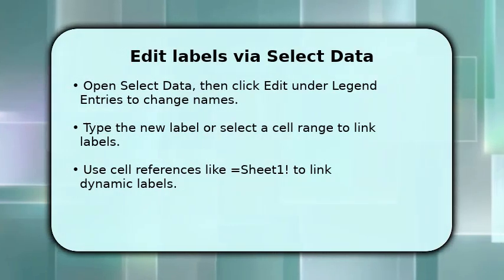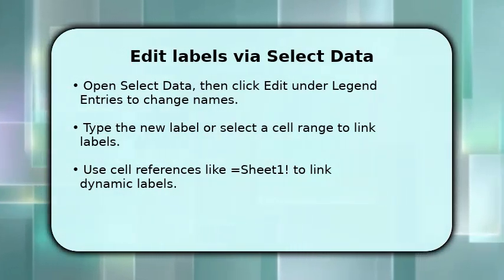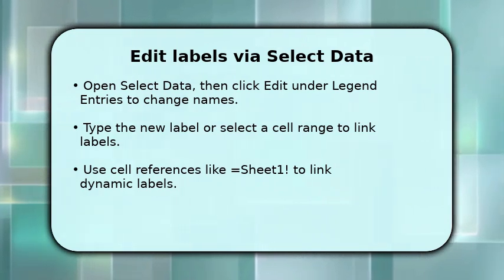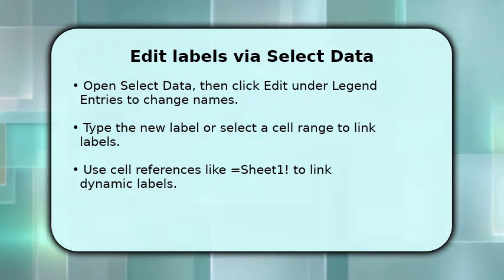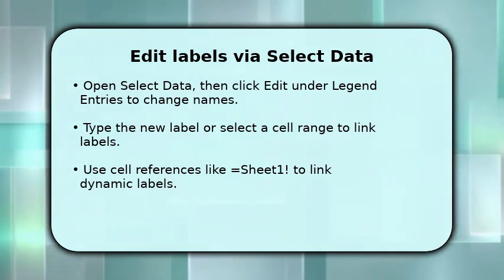Open Select Data, then click Edit under Legend Entries to change names. Type the new label or select a cell range to link labels. Use cell references like =Sheet1 to link dynamic labels.